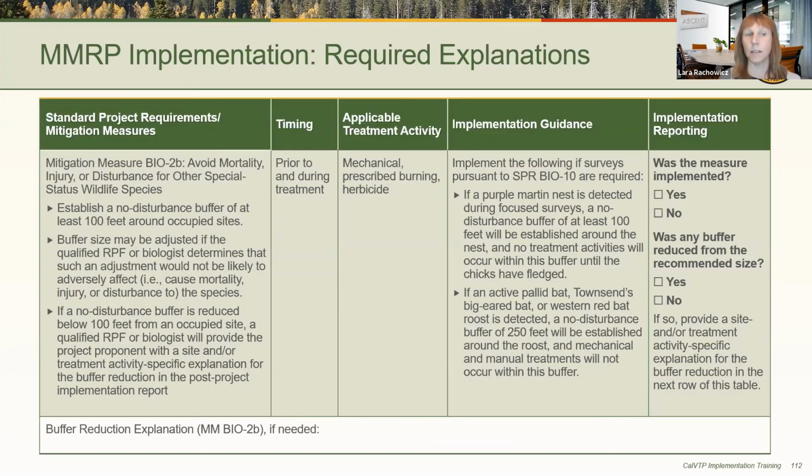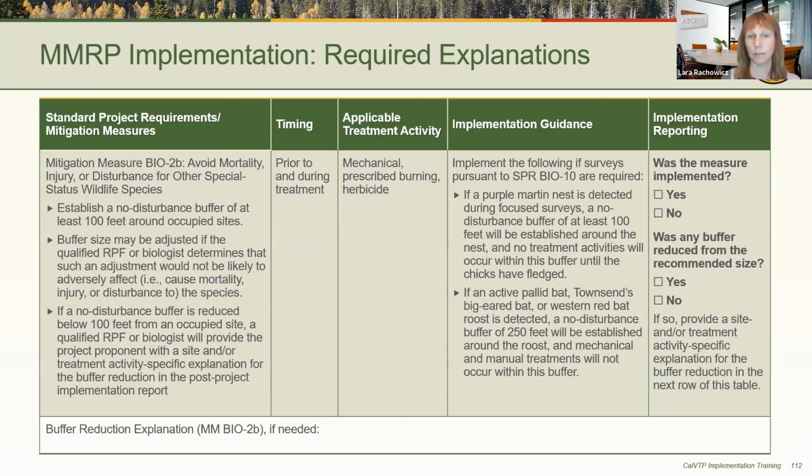So here it is helpful to include rows for these explanations right in the implementation guidance table. For example, here is mitigation measure Bio 2B to avoid impacts to non-listed special status wildlife. If you look at the last two columns, you can see there is project-specific implementation guidance for species that were detected during focus surveys. One species, the purple martin, requires a 100-foot buffer around a nest, and special status bats require a 250-foot disturbance buffer around their roost.